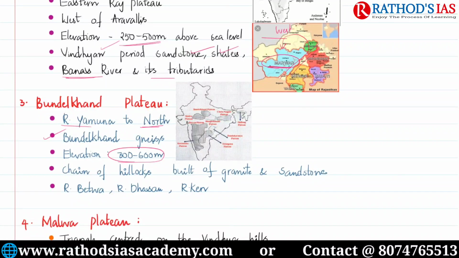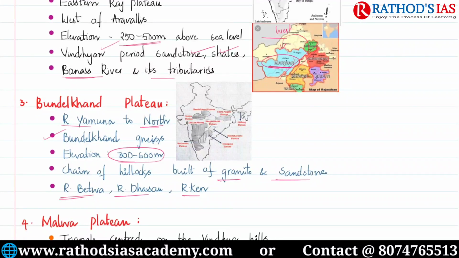And actually this Bundelkhand Plateau is mainly built of granite as well as sandstone. Especially, we can see river Betwa, river Dhasan and river Ken mainly flow in this region.